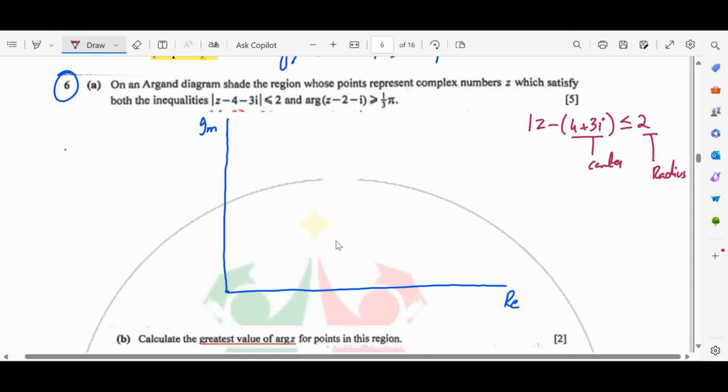So first of all we need to plot it on a graph. Like this will be 1, 2, 3 and 4, and this will be 1, 2, 3, 4, 5. This will be the center, so this point will lie here, at 4 and 3. This will be the center of the circle. Now we need to draw a circle with radius 2. Radius 2 means that this point will lie here 2 units, and then 4, 5 and 6 here.